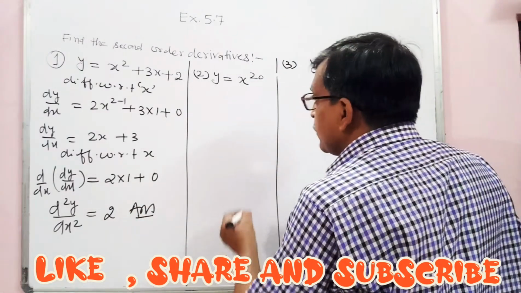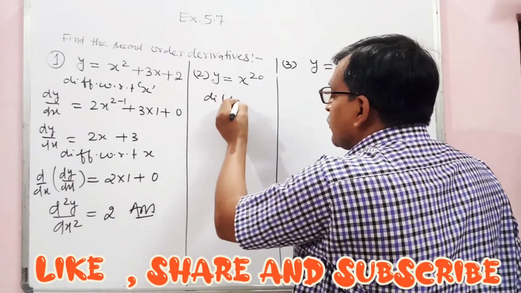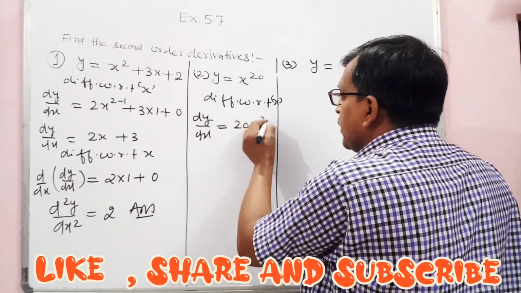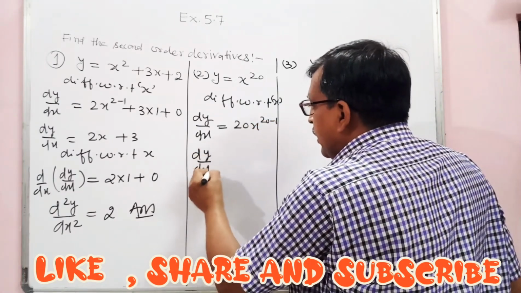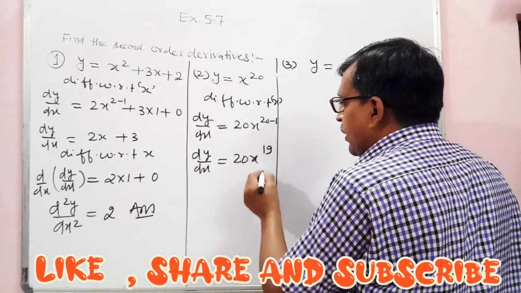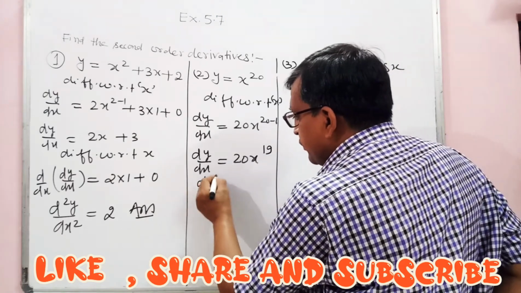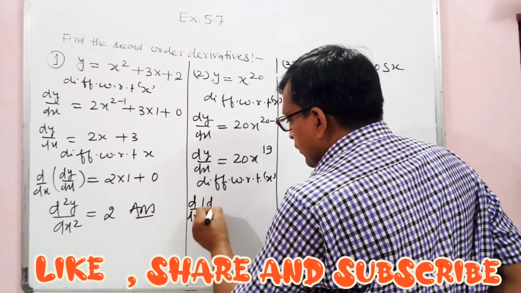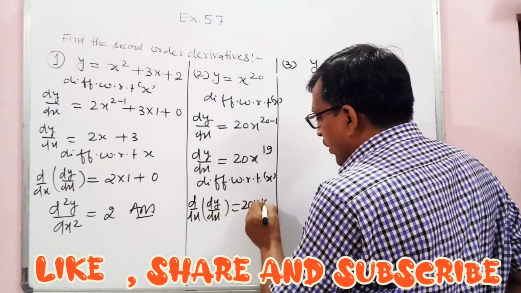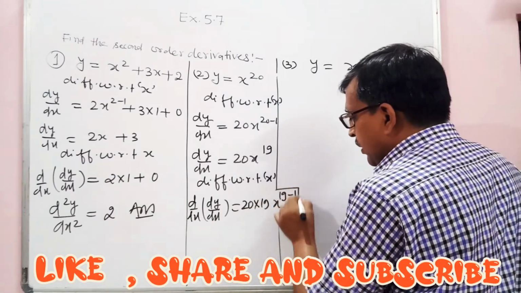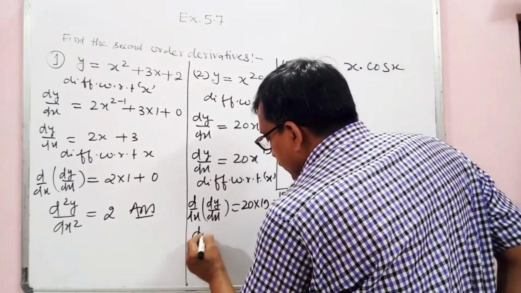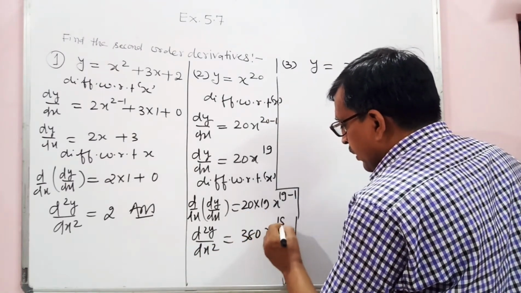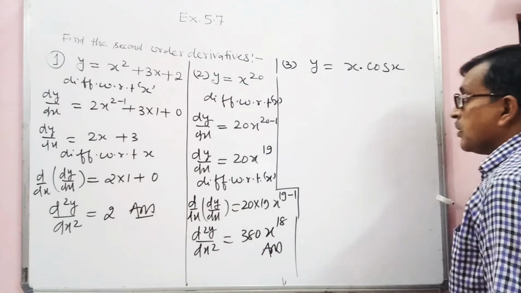Answer. Now question number 2, differentiate with respect to x. dy/dx = 20x^(20-1), so dy/dx = 20x^19. Again differentiate with respect to x. d/dx of dy/dx: 20 into 19 x^(19-1). d square y by dx square = 20 into 19 x^18. Answer.